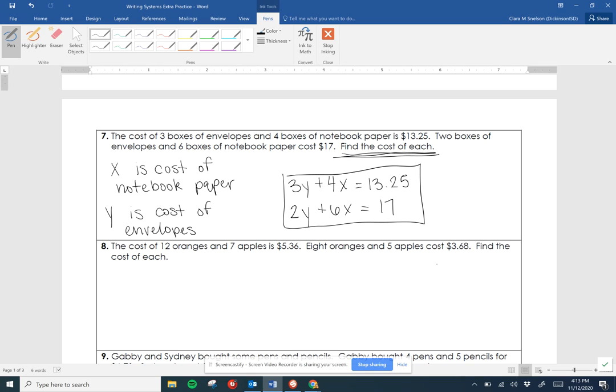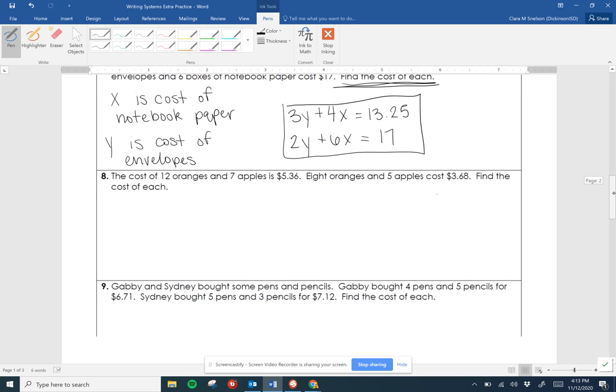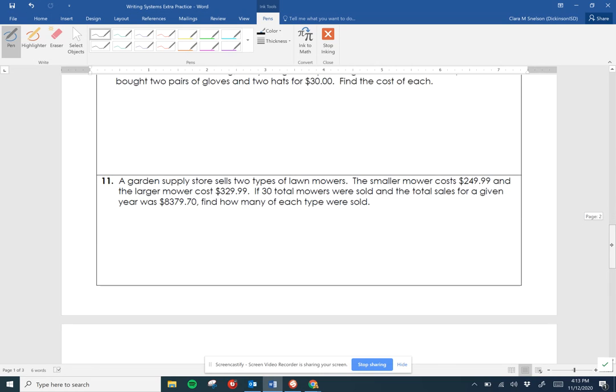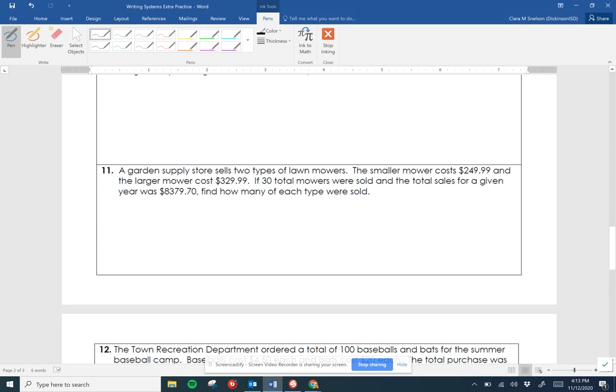Let's do one more. Let's see down here. I don't want to do a cost one. Okay, let's do this one. A garden supply store sells 2 types of lawnmowers. The smaller mower costs $249.99, and the larger mower costs $329.99. If 30 total mowers were sold and the total sales for a given year was $8,379.70, find how many of each type.